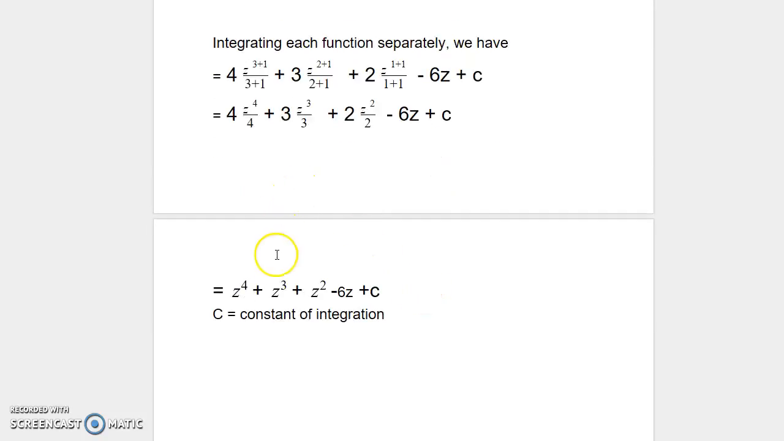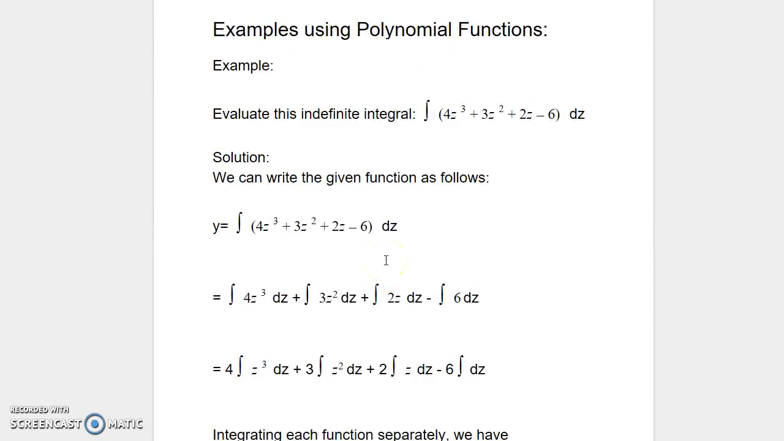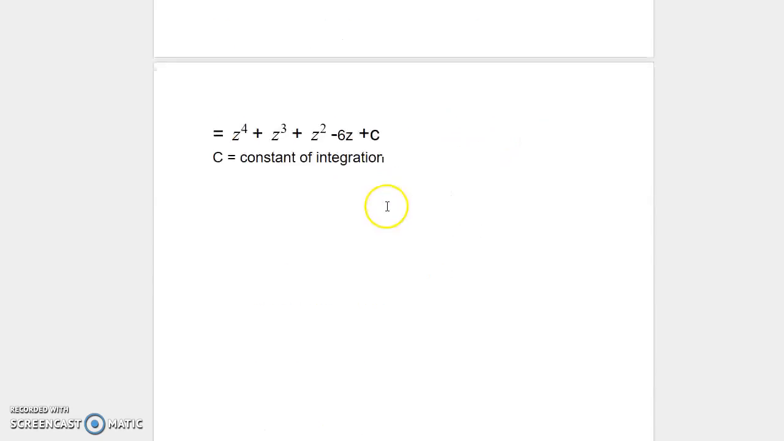If we simplify that some more, the 4 and 4 cancel out, we are left with z to the power of 4, plus 3 and 3 cancel out, we are left with z cubed, plus 2 and 2 cancel out, we are left with z to the power of 2, minus 6z plus c, where c is the constant of integration. This is the way we apply the integration process when we have a polynomial function. Let's look at another example.